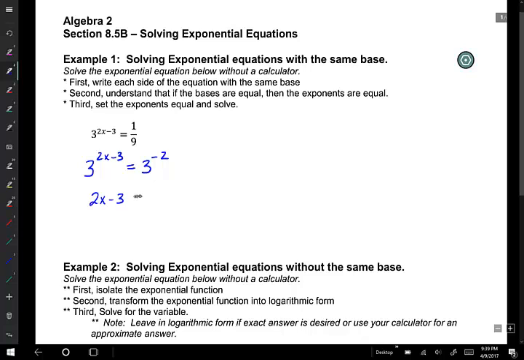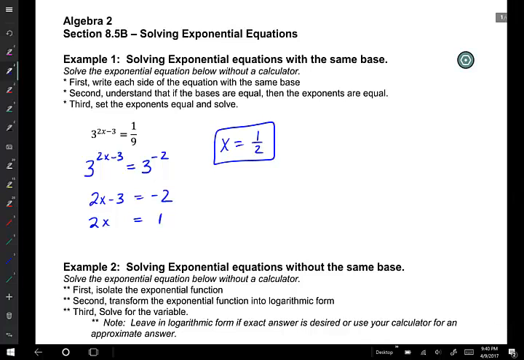So 2x minus 3 equals negative 2. We solve now: 2x minus 3 equals negative 2, so we say 2x equals, we add 3 over, equals 1. And that's going to therefore give us x equals positive 1/2. And so that's how we can solve, by just working these through very, very simply in that manner.